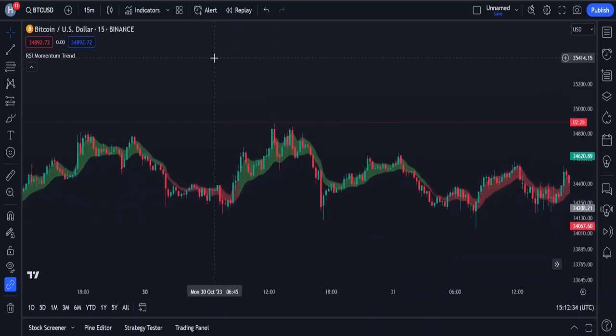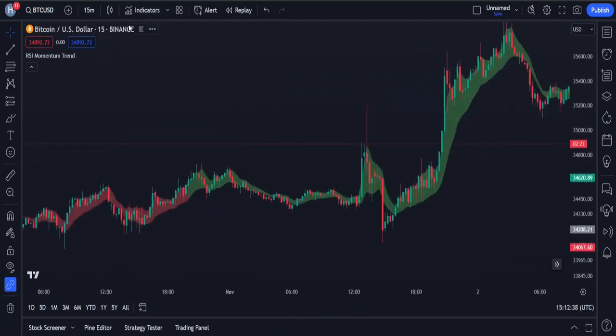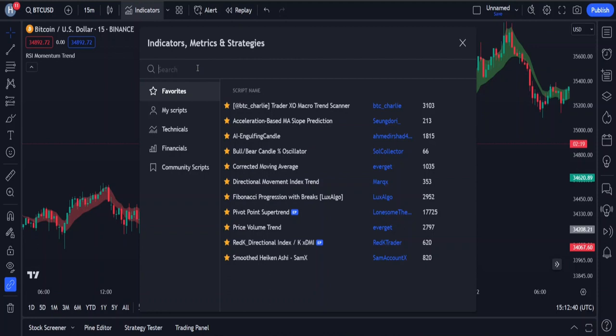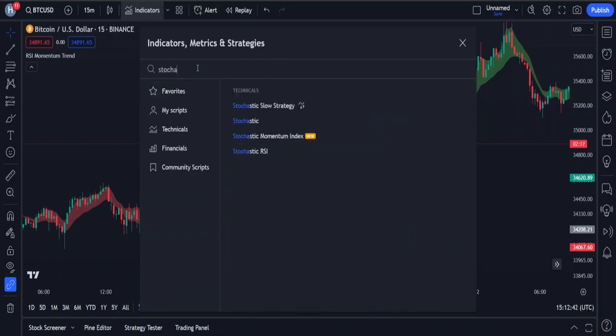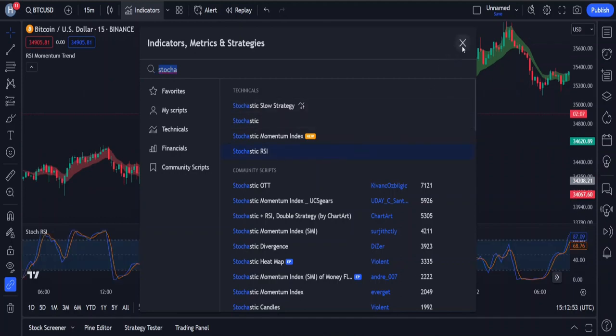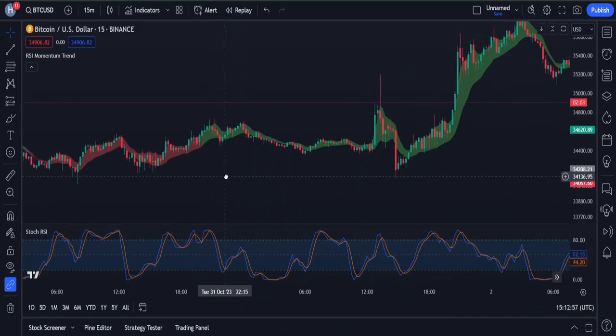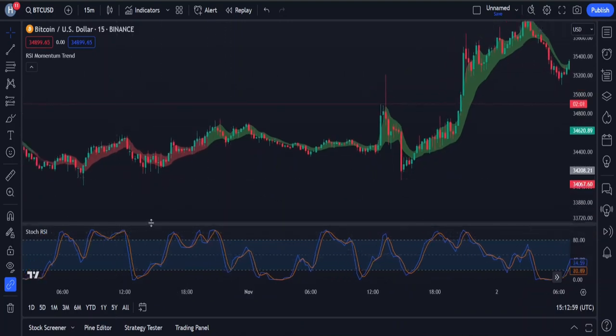So let's go ahead and add another indicator to our chart that we will use to enter buy and sell trades. So for that, we will click on the Indicators tab again and search for Stochastic RSI. I'm guessing some of you already know about this indicator, as this is a pretty popular indicator and many traders use this signal to get buy and sell entry signals. We will click on this one listed under Technical section and add it to our chart. We are not going to be changing any settings for this indicator.